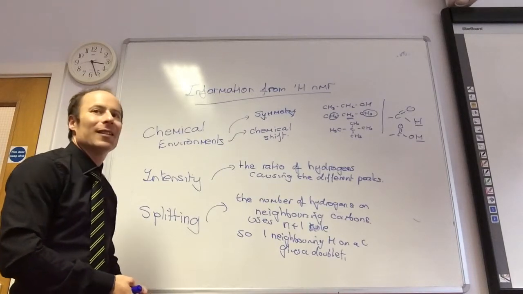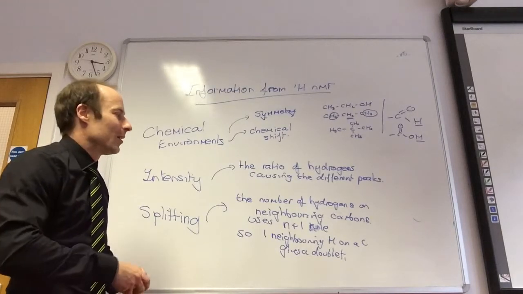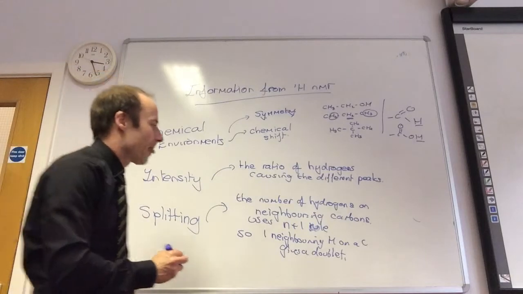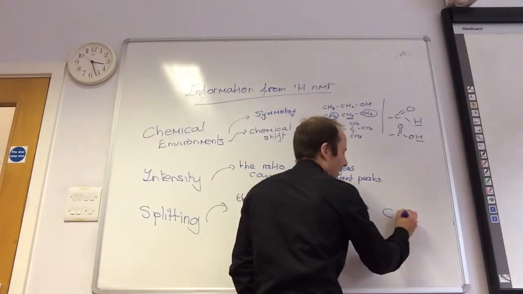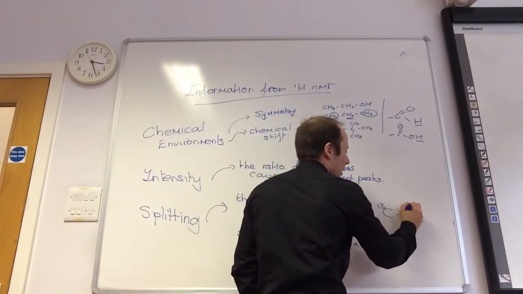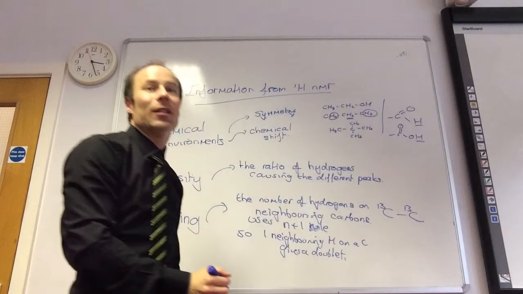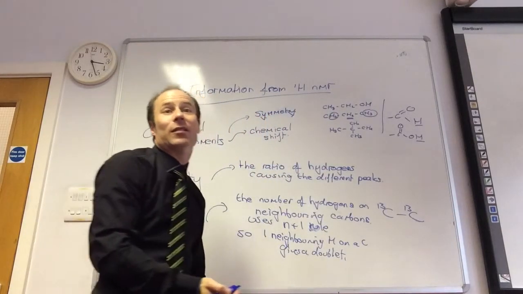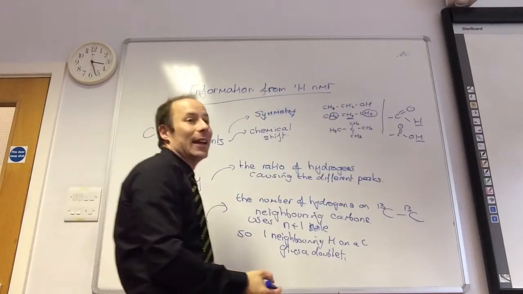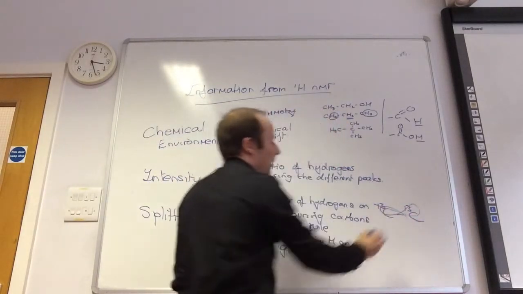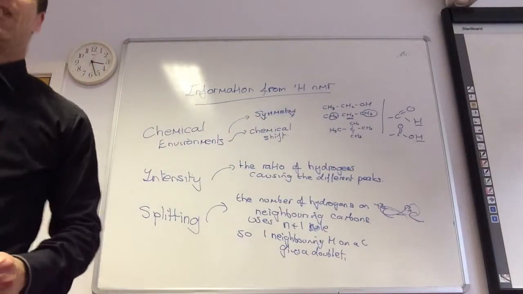But the definition is the number of hydrogens on the adjacent carbon, when you've got the adjacent carbon. What's the likelihood of having two carbon-13s next to each other? Not very likely. Really, really low, isn't it? So you don't see splitting for carbons because you're not going to get two next to each other.